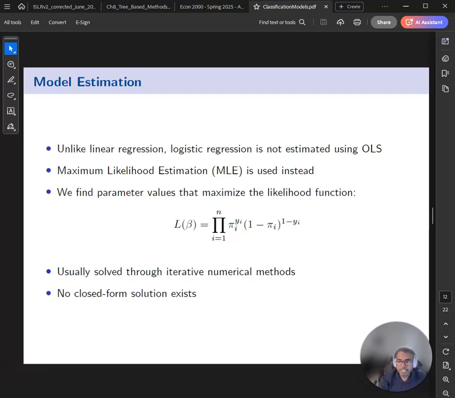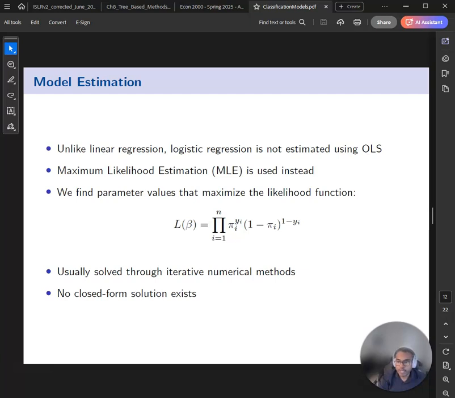So when it comes to estimating the parameters, we can't use OLS like we do in linear regression. OLS works by minimizing the sum of squared residuals, but this approach doesn't work well with binary outcomes. Instead, we use a method called maximum likelihood estimation, or MLE. The basic idea is that we find the parameter values that make our observed data most likely to have occurred.